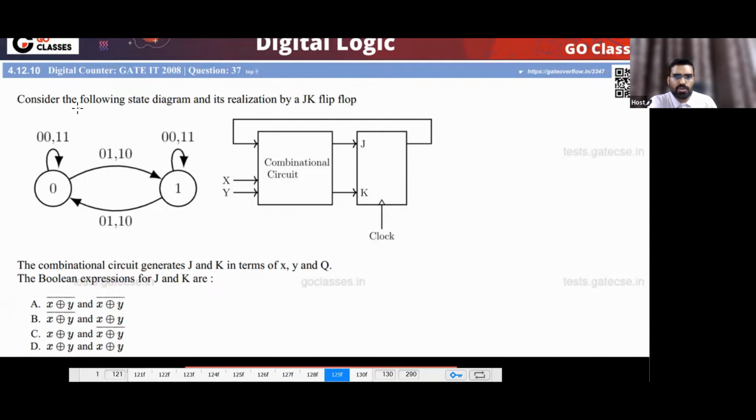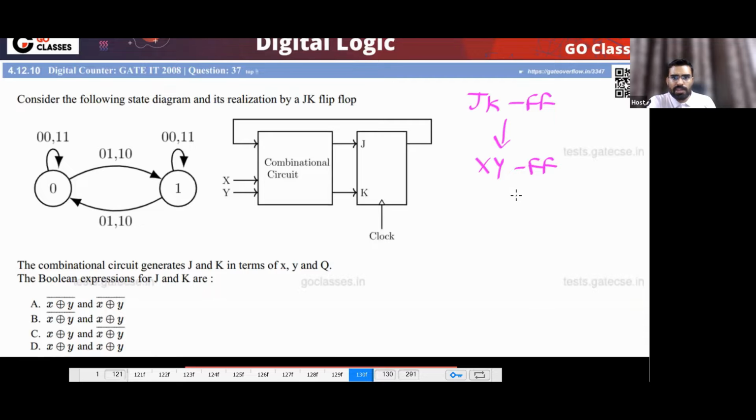If you notice in this question, this is the JK flip-flop. We are converting this JK flip-flop to XY flip-flop. And this is the combinational circuit. So basically in this question, we are converting JK flip-flop to XY flip-flop.